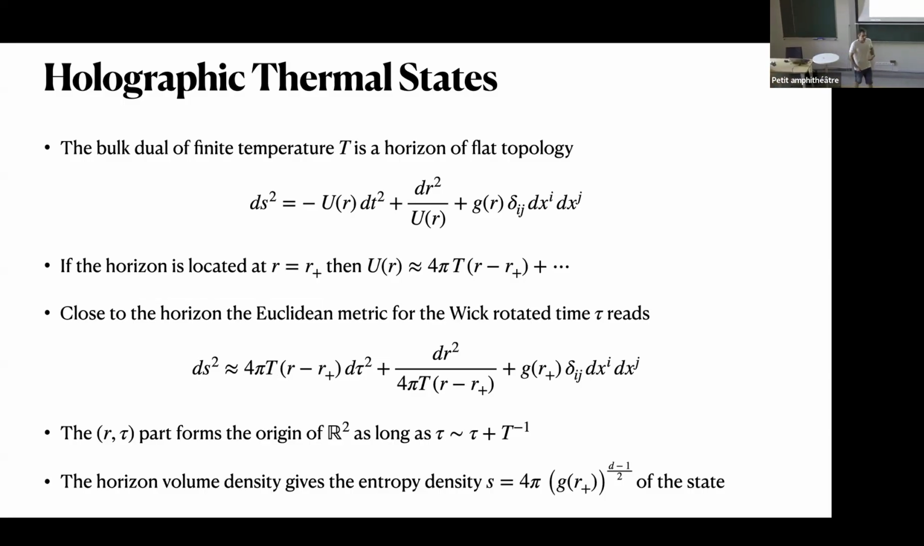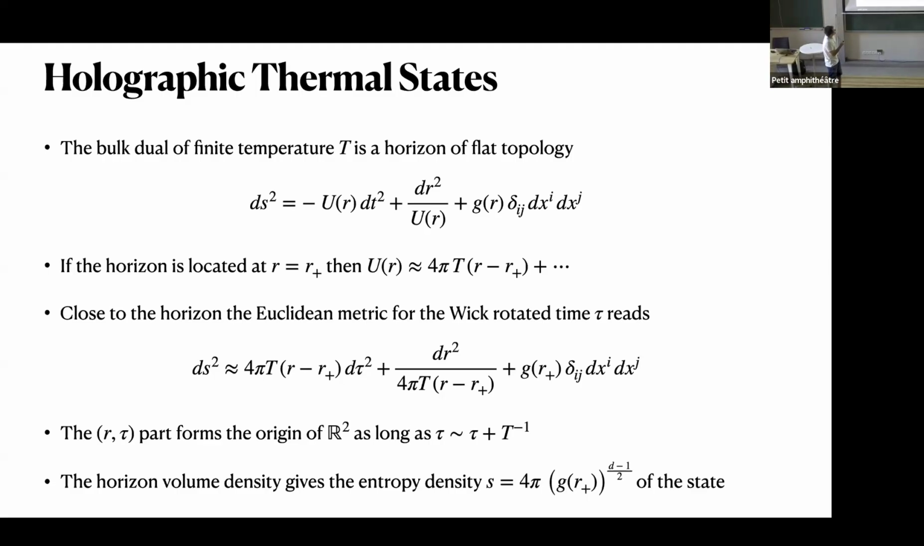What about the thermal states? Now, the extra step is how do you introduce finite temperature? So finite temperature, from the bulk point of view, will be represented by a horizon. Okay, so I have this radial direction. I want this geometry to terminate at some point, at some horizon of finite temperature. And this will be the dual of finite temperature from the field theory point of view.